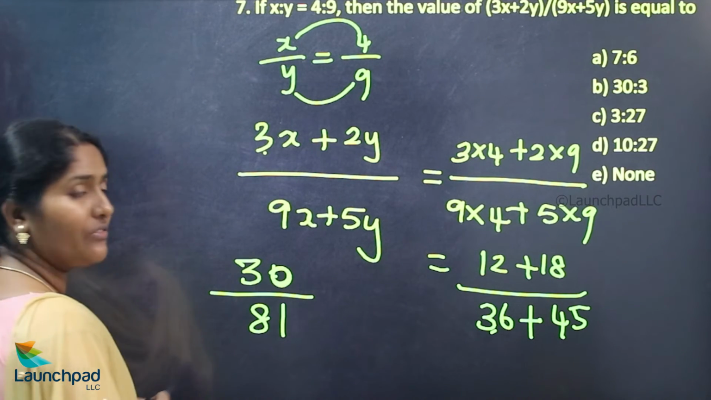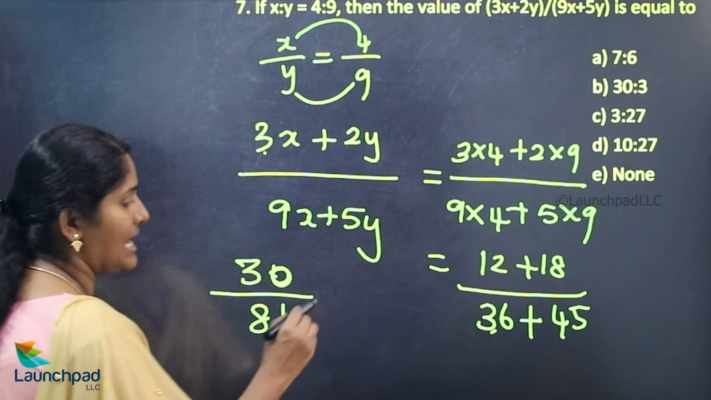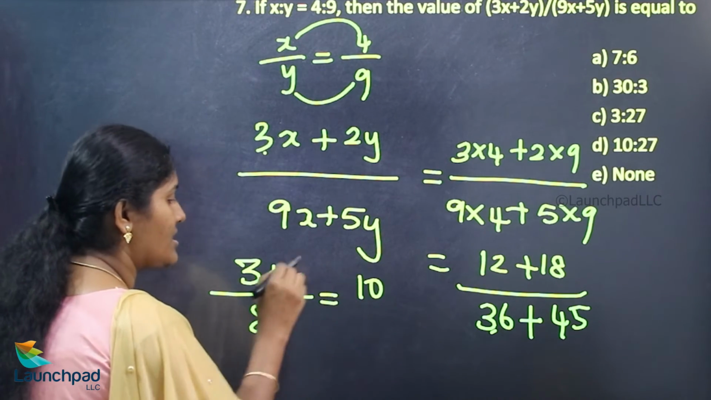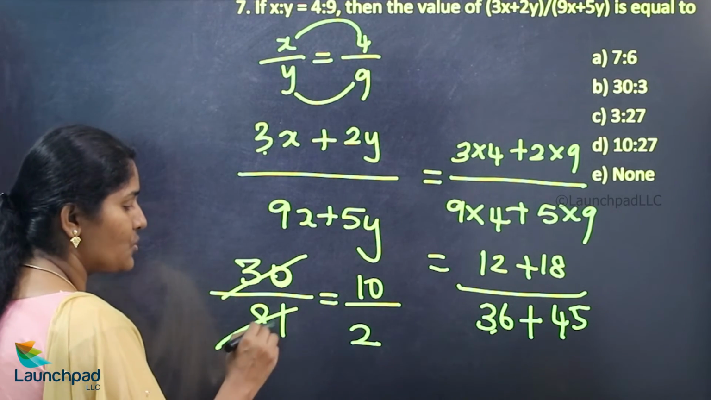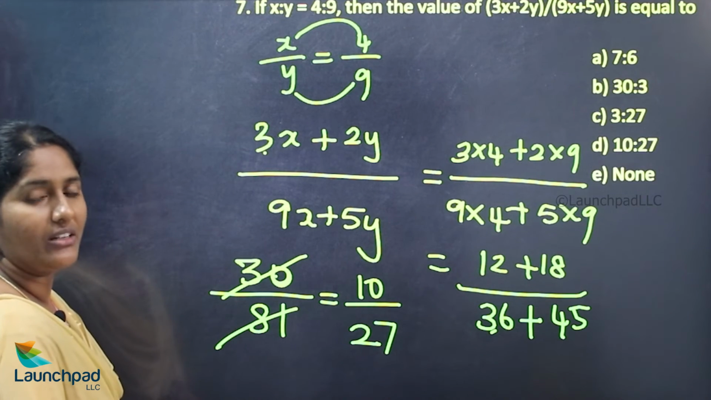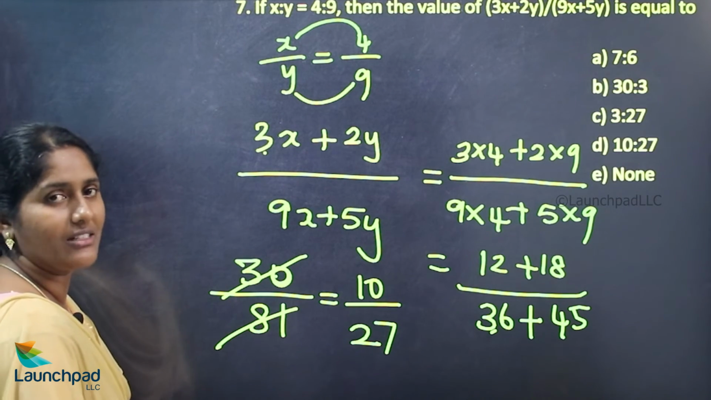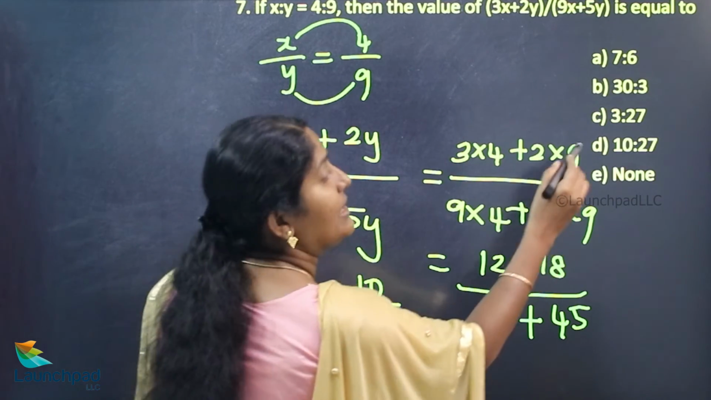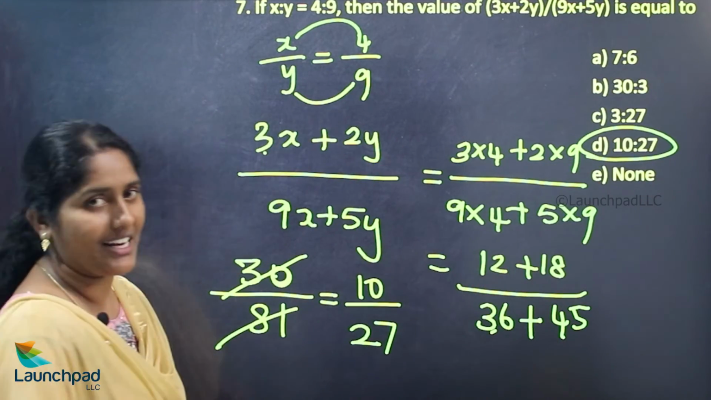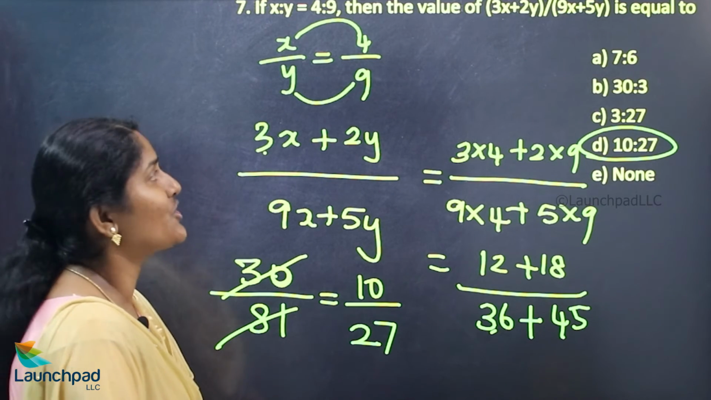Is it possible to cancel both values? Yes, it is cancelled by 3. 10 3s are 30 and 2 3s are 6, remainder 2, 7 3s are 21. 10 by 27 is your answer. Look at your options. Yes, 10 by 27 is available. Yes. Option D is your correct answer. We'll move on to your next question.